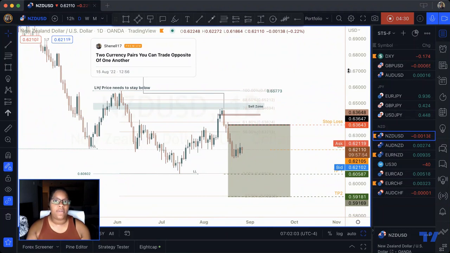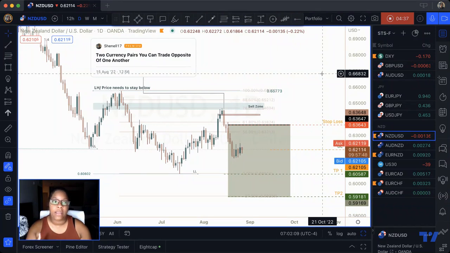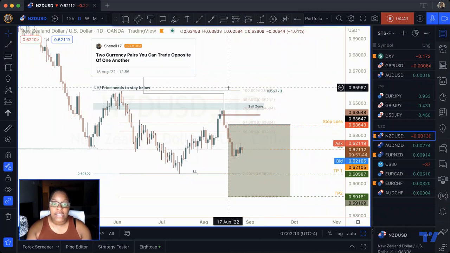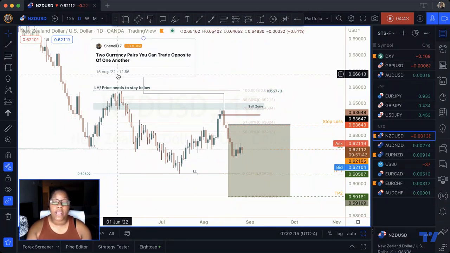And one of the reasons why I love TradingView is because when you put up a trade idea, it shows you the exact location, the exact time. It pinpoints exactly when you put the trade idea out. So you guys can see that I put this trade idea out August 15th.